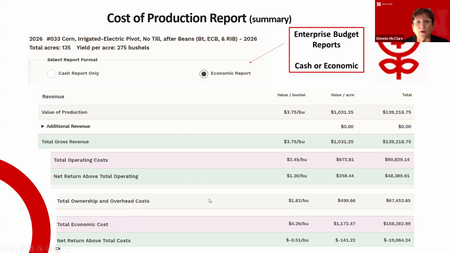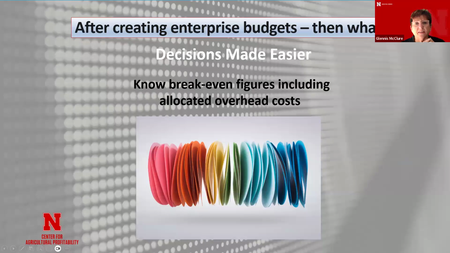All right, so after creating enterprise budgets, then what? Again, decisions. Hopefully we can make some decisions from our figures, and from understanding our break-even figures, including allocated overhead costs.